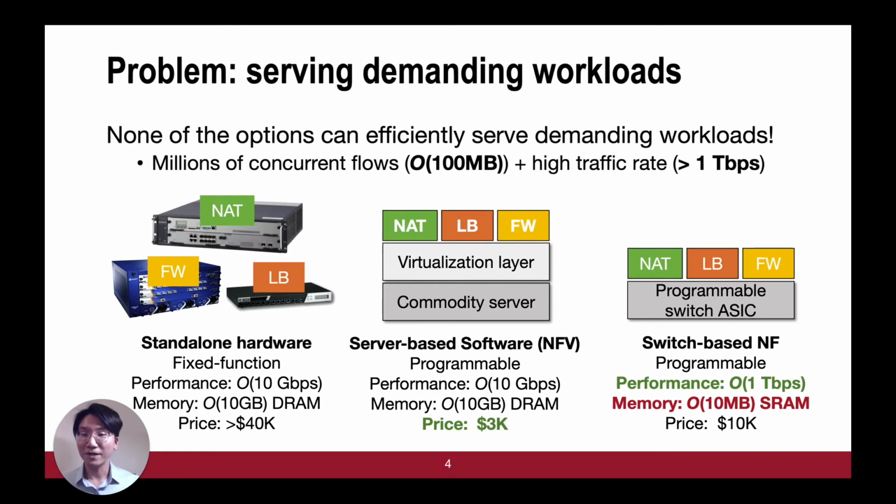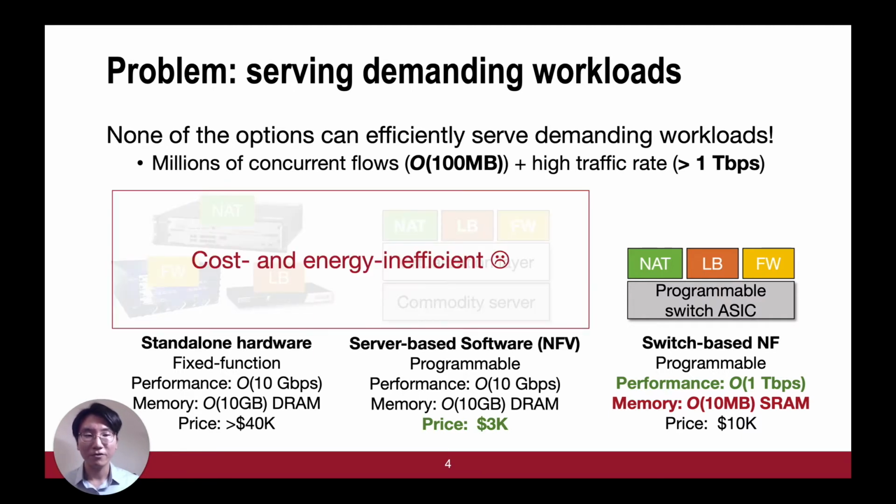However, we observed that none of these options can serve very demanding traffic workloads in a cloud setting. An example of such a demanding workload would be one that consists of tens of millions of concurrent flows with a terabit per second traffic rate. To serve such a workload, since we need a very large number of instances of standalone hardware devices or commodity servers, both options are not cost and energy efficient.